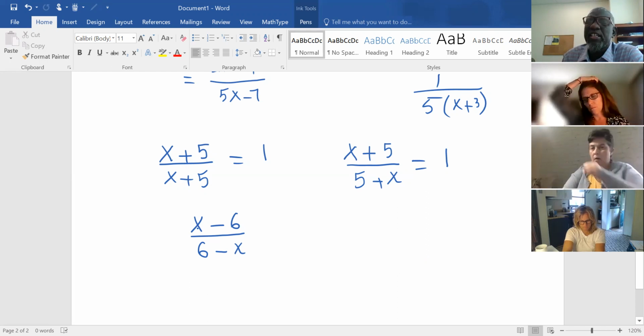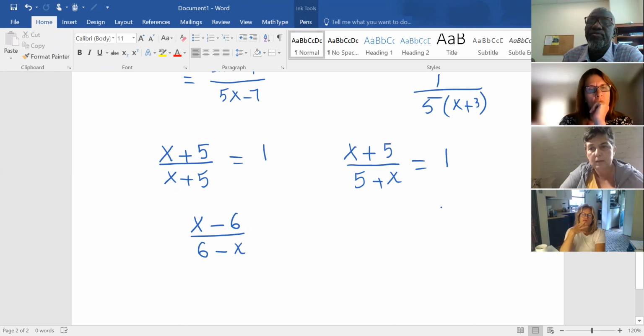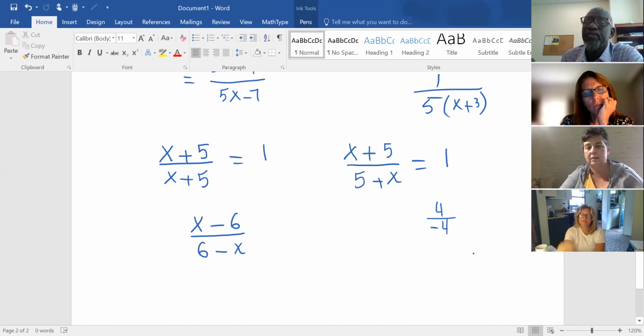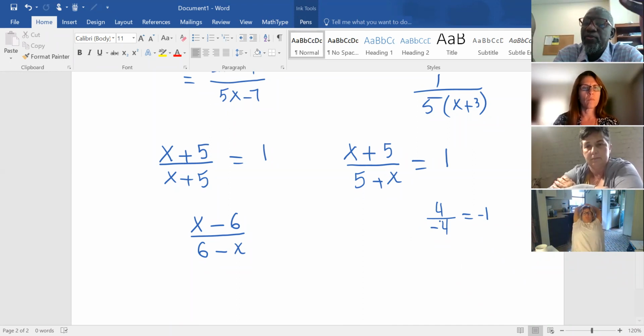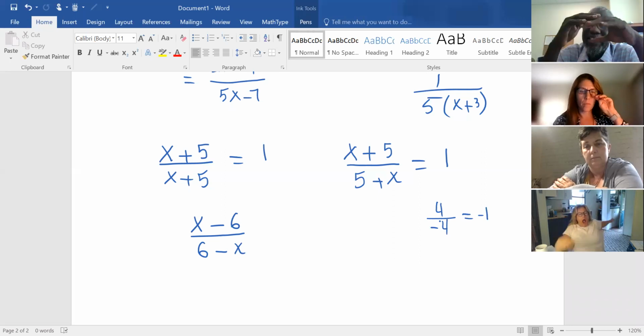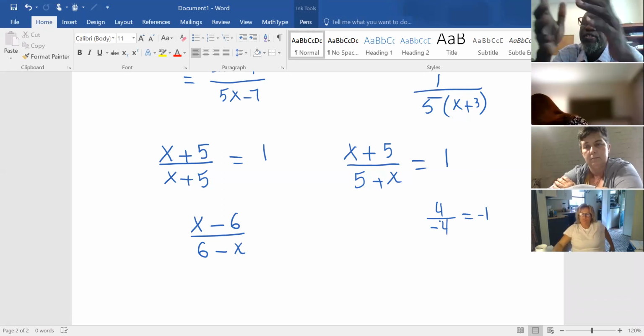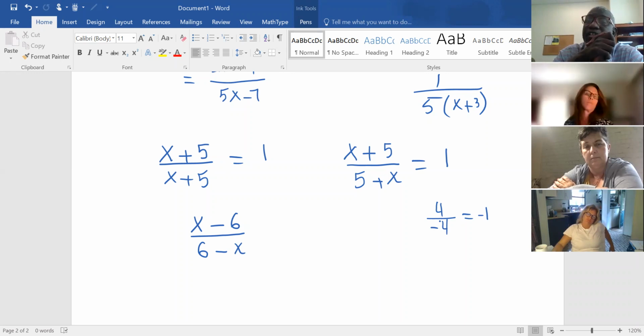If I set x equal 10, how much is 10 minus 6? 4. How much is 6 minus 10? -4. What is 4 divided by -4? -1, right? So when we flip the order in any subtraction, we get 2 opposite numbers. You see, x minus 6 is the opposite of 6 minus x. Everybody agree with that?